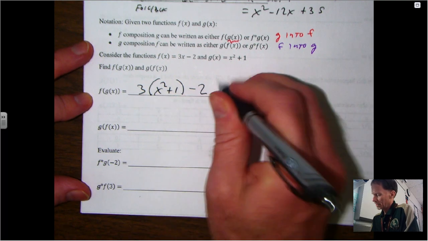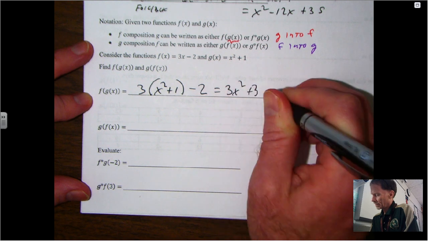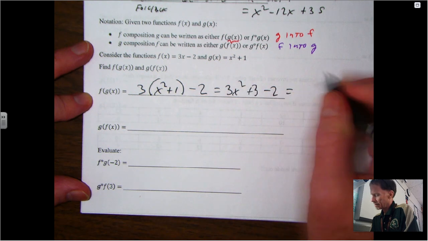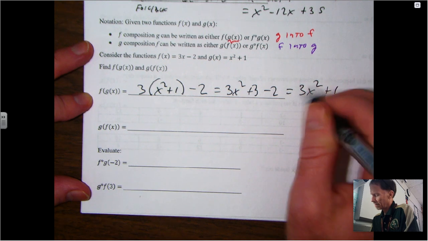So we can just distribute the 3. Got the minus 2 out there, and then just combine my terms if there's any. In this case, 3x squared plus 1 would be your final answer.